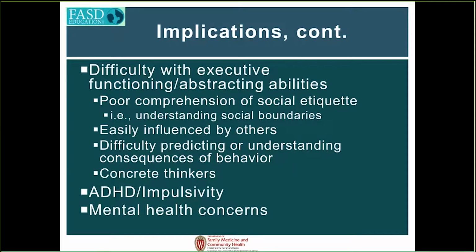In addition, we look for difficulty with abstract reasoning, executive functioning, and this is really related to frontal lobe damage. Poor comprehension of social etiquette, so making friends, keeping friends, appropriate conversations, those are the kinds of issues that might cause a struggle. Understanding social boundaries, they can be very easily influenced by others, which is very important to understand in treatment settings. Difficulty predicting or understanding consequences.